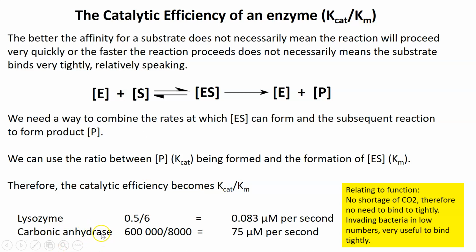Now, looking at carbonic anhydrase, it's a bit different. There will never be a shortage of carbon dioxide. Your cells are constantly producing carbon dioxide through cellular respiration. So we don't really need a high affinity, because there's so much of it. But what we do need is a high turnover number, because we need a very quick and rapid way of removing the carbon dioxide from the circulation. So it doesn't need to bind tightly because there's so much of it. But once it's bound, we need to deal with it quickly.